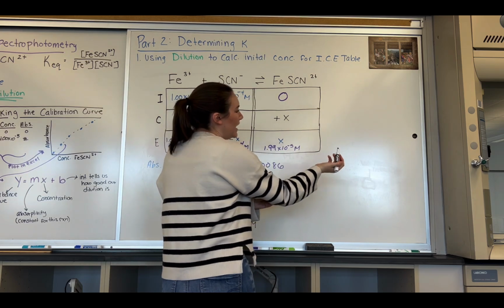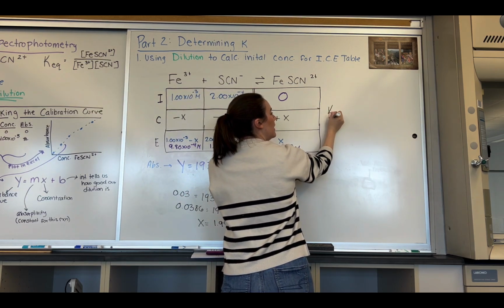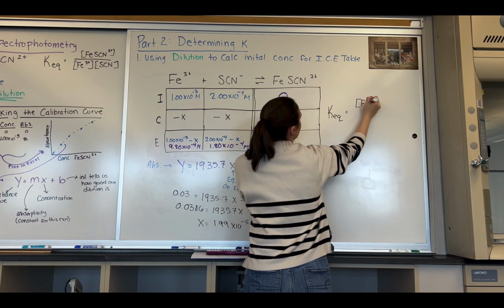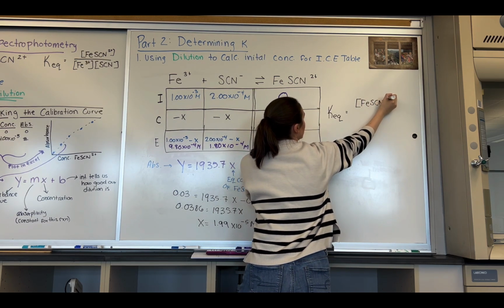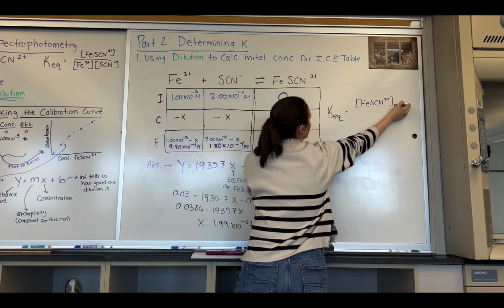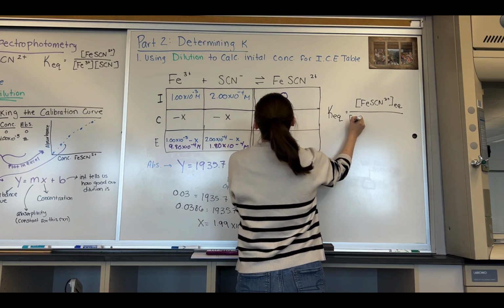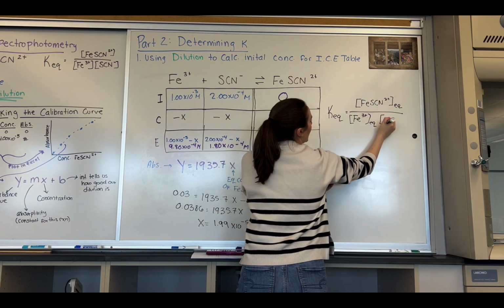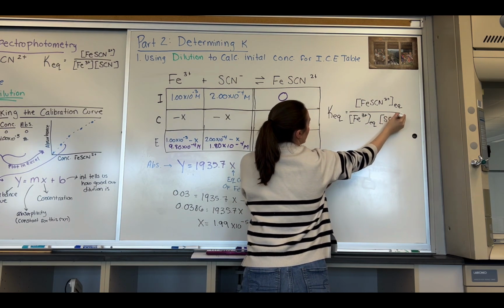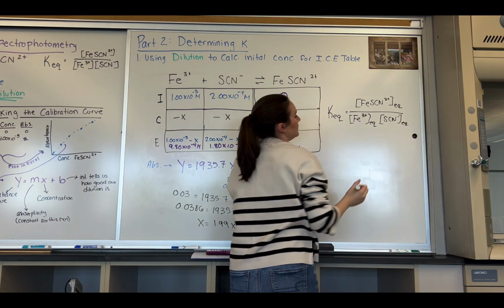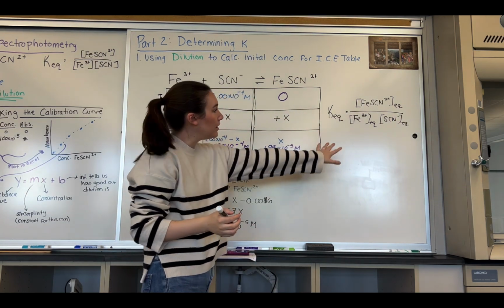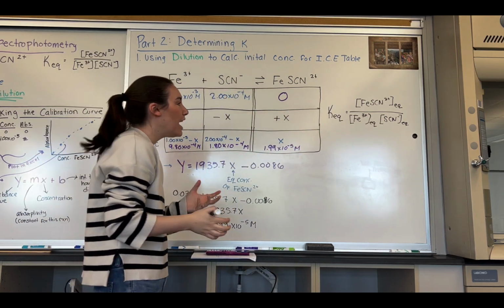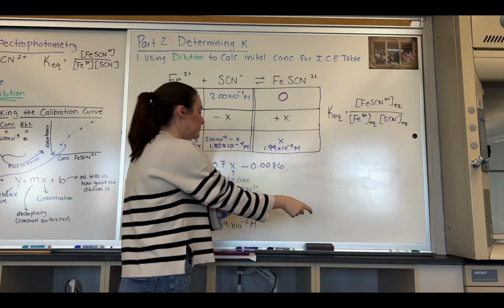So we know that K is equal to the concentration of iron thiocyanate at equilibrium divided by the concentration of iron at equilibrium and the concentration of the thiocyanate at equilibrium. So our ice table allowed us to find those three values, 1, 2, 3 concentrations. So now all we have to do is plug them in.